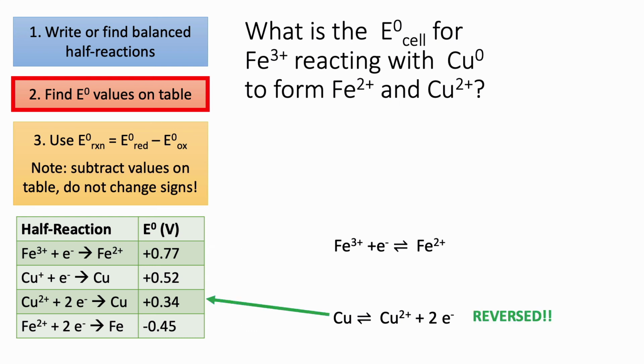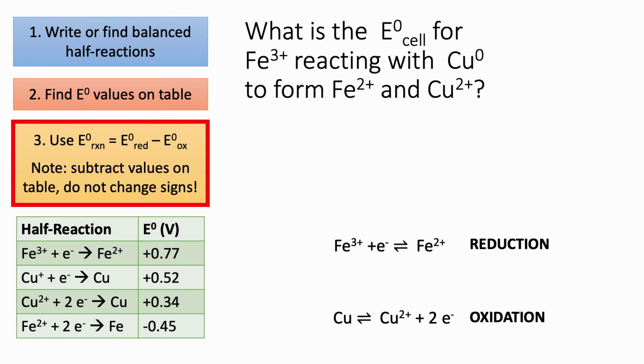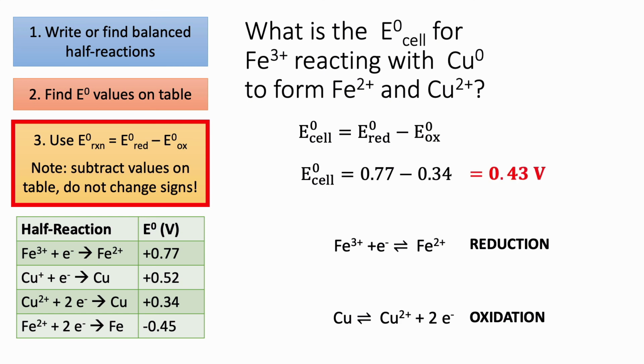Here's our copper 2 plus and copper half reaction. And you can see that what we have here is reversed. And then there's our iron 3 plus to iron 2 plus reaction, just as it's written. And so this is going to be our reduction reaction. The reversed one will always be the oxidation reaction. And now that we have located that on the table, let us plug those values into our equation. The reduction reaction goes first, 0.77, minus the oxidation reaction, 0.34. And that ends up being 0.43 volts.